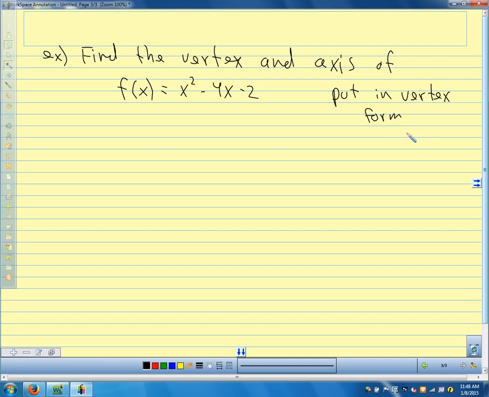That's what this is asking us to do, is put this in vertex form. Do we remember how to change a quadratic function from general form to vertex form? It's something that I'm sure you love to do in algebra too. To do this, we complete the square.